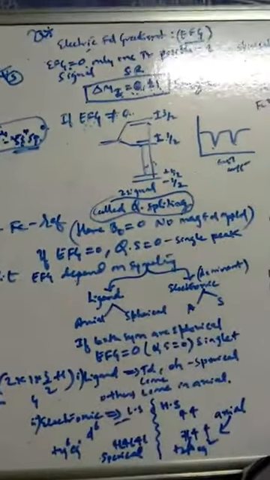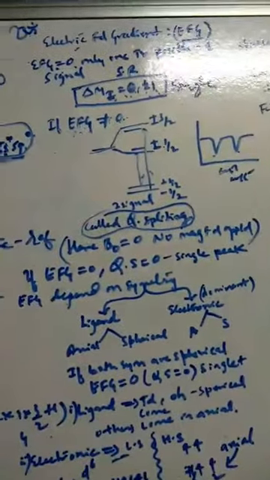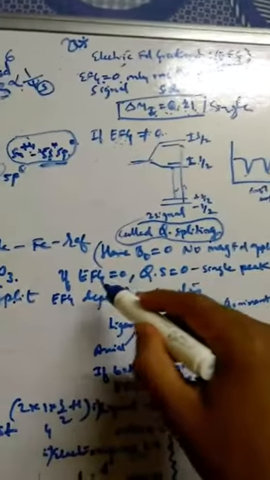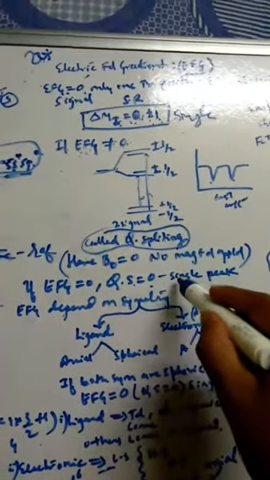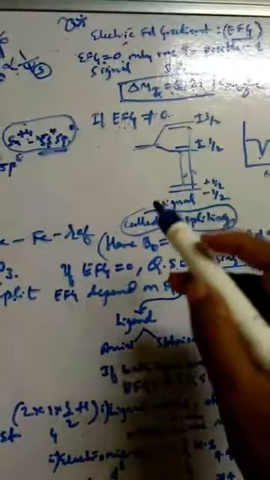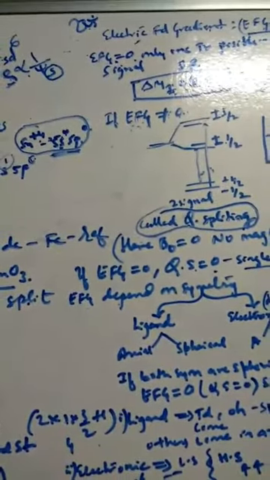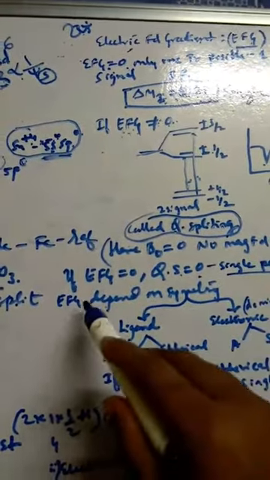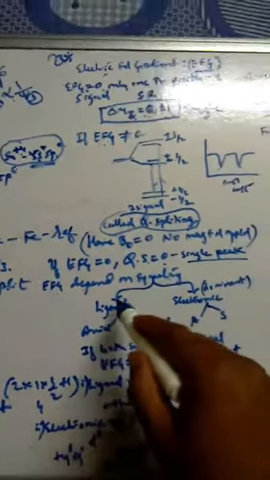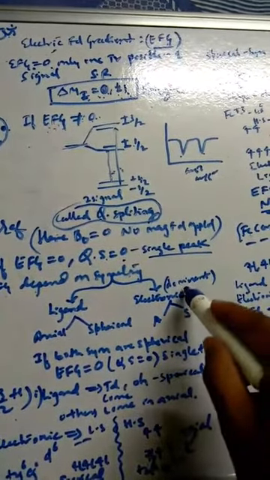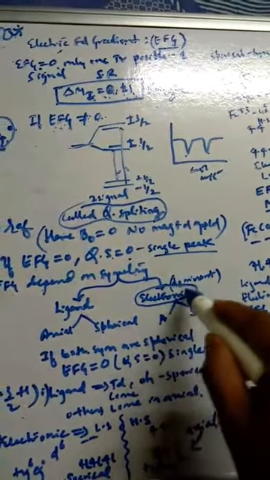Here B naught, so no magnetic field has been applied. We can conclude that if the electric field gradient is equal to 0, quadrupole splitting is also equal to 0, which means we get only a single peak. On what factors does the EFG, the electric field gradient, depend? It depends on the molecular symmetry, that is, ligand symmetry as well as electronic symmetry. The electronic symmetry plays the dominant role.